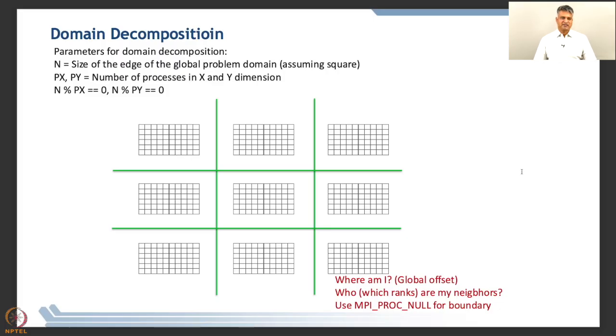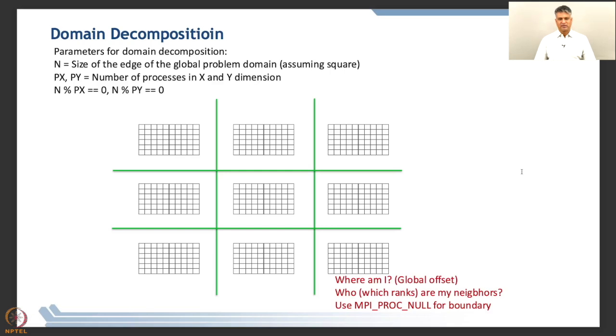We have px number of processes in the x direction, py number of processes in the y direction, and we are assuming that n is an integer multiple of px and is also an integer multiple of py, such that when we take the n unknowns and divide it among px or py, we get a modulus of 0. We then use some sort of geometric technique to figure out where I am in the global sense of things, figure out what my global offset is.